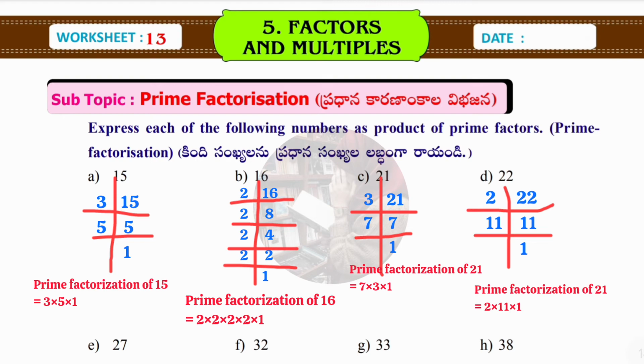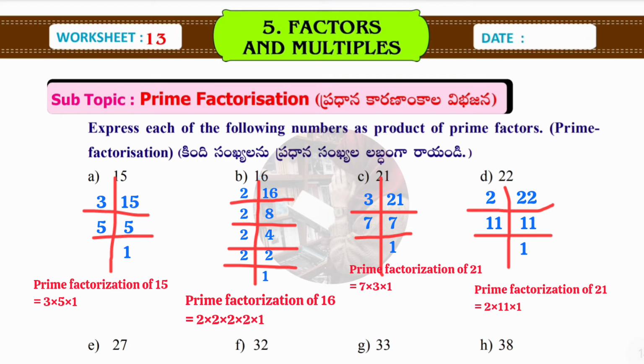Okay, let's see. The first number is 15. So we have to do just like finding LCM. So 15, 3 5's 15, 5 ones 5. Therefore prime factorization of 15 is 3 into 5 into 1. Next number is 16. So 16 can be written as 2 into 8 16, 2 into 4 8, 2 into 2 4, 2 into 1 2. So the prime factorization of 16 is 2 into 2 into 2 into 2 into 1.